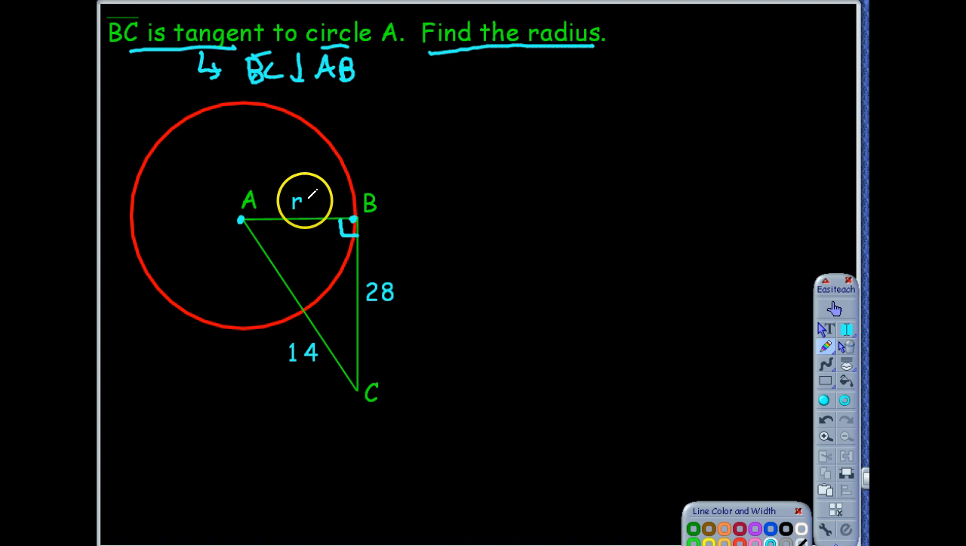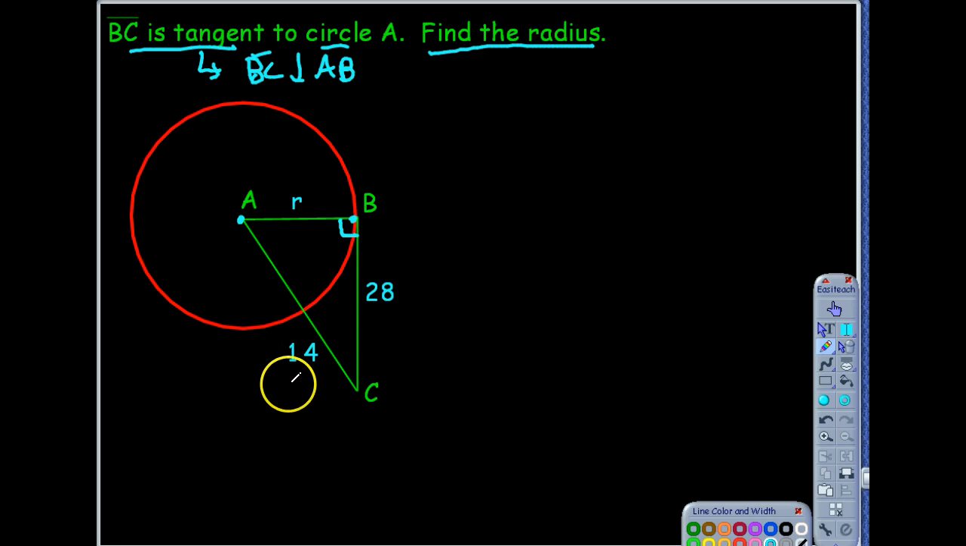So essentially, we're trying to find what AB is. Now, let's look at other things that we have labeled in the picture and understand how things are labeled. I labeled this R because that's your radius. That's our unknown, all right? This tangent segment is 28.